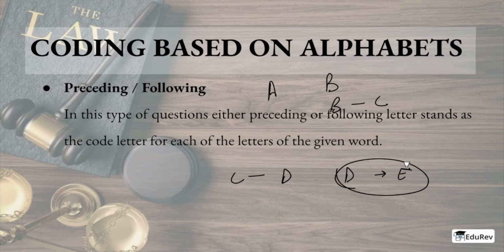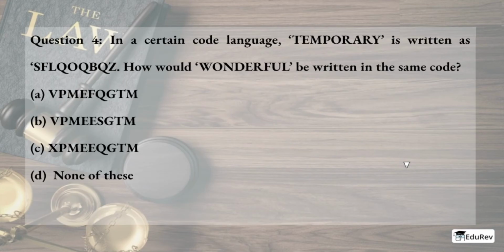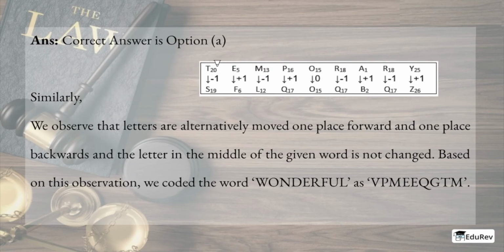Okay, so let's solve a question and understand how we have to do it. In a certain code language, temporary is written like this. So I have to write wonderful. We need to see that in place of T it's -1, so it's S, then +1, then -1, then in place of P I'm writing Q, that is +1, then 0, then -1, then +1, -1, and +1. This is the format I am dealing with. Similarly, I'm going to write wonderful, and I know that in place of W I have to do -1, so I'll do that.